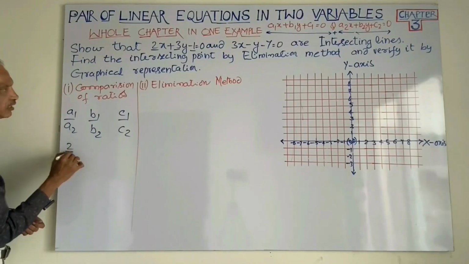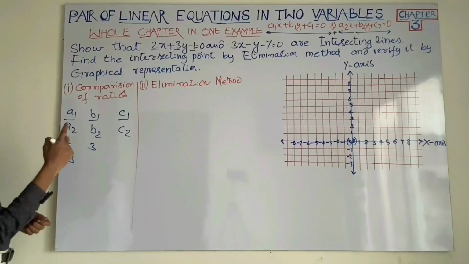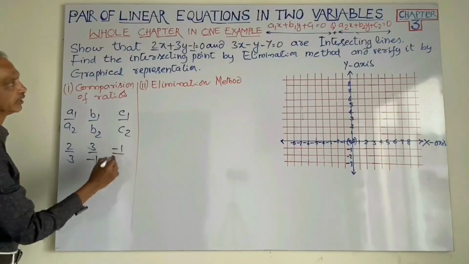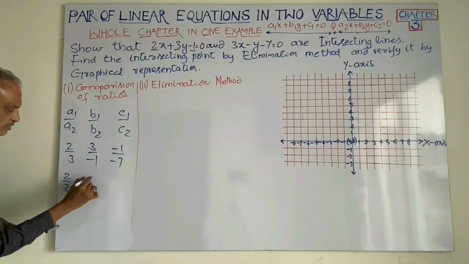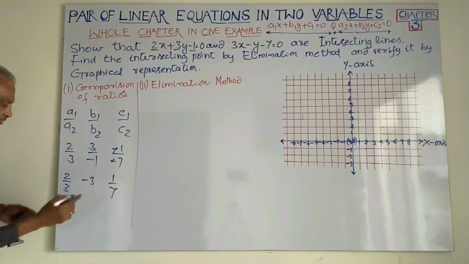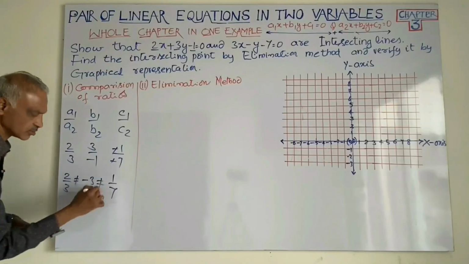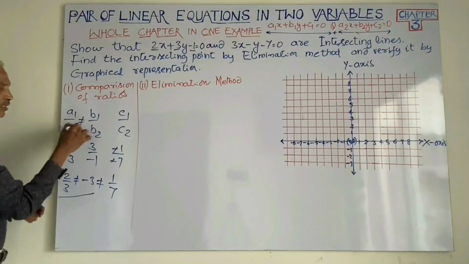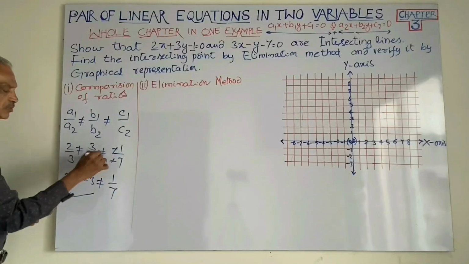See, 2 by, what is a2 there? 3. b1, what is b1? 3. And what is b2? That is minus 1. What is c1? Minus 1 by minus 7. You see, 2 by 3, this is minus 3 and this is 1 by 7. 2 by 3 is not equal to minus 3, and this is anyway not equal. Just if you see this one, a1 by a2 is not equal to b1 by b2 and is not equal to c1 by c2, they are not equal to each other.